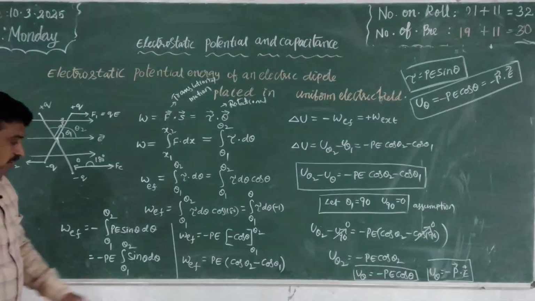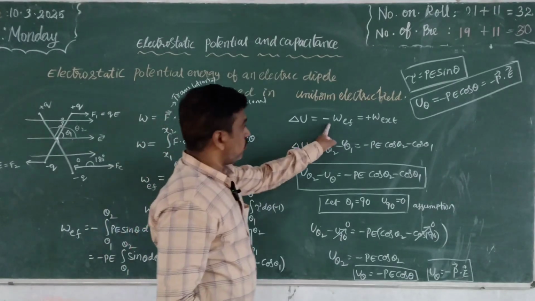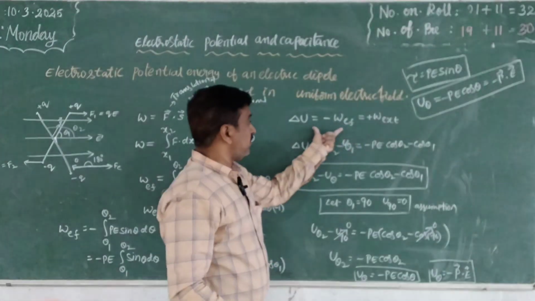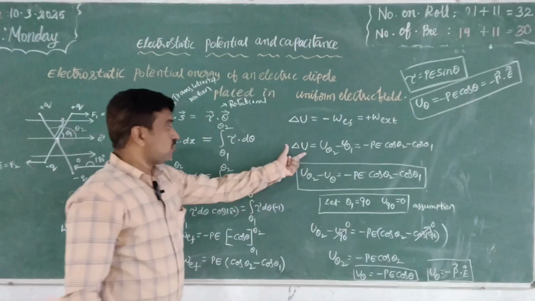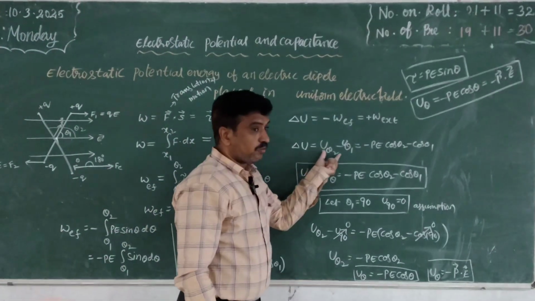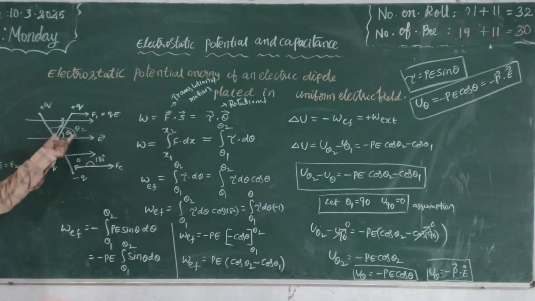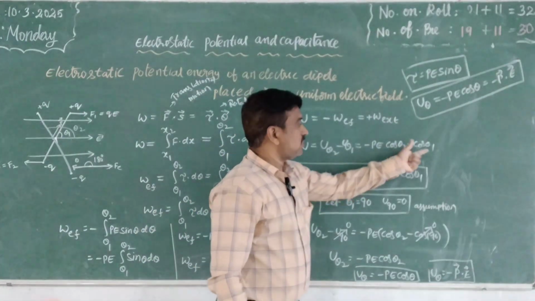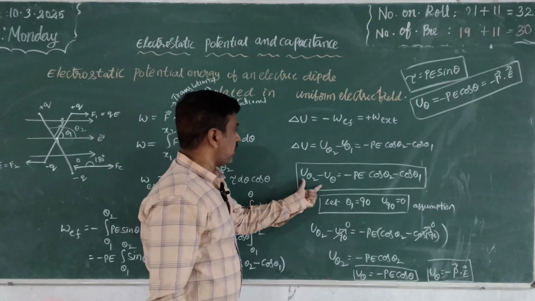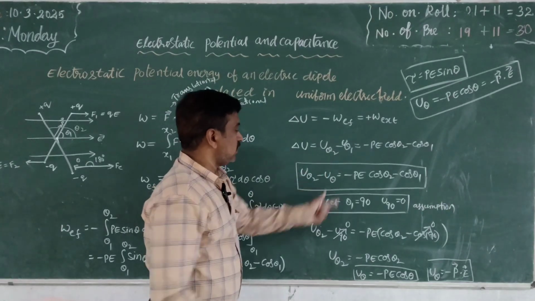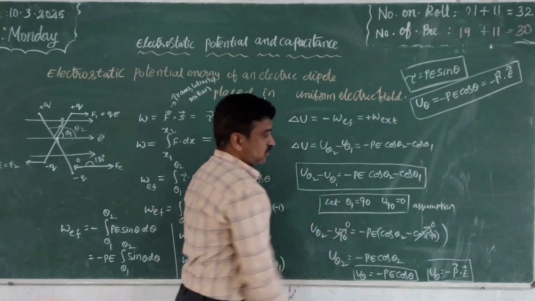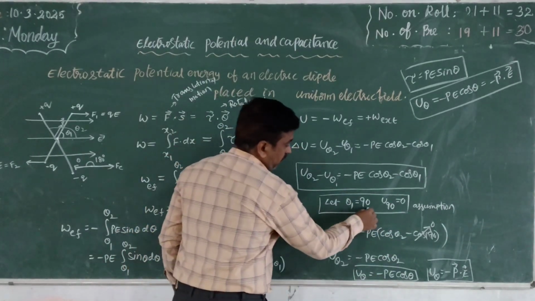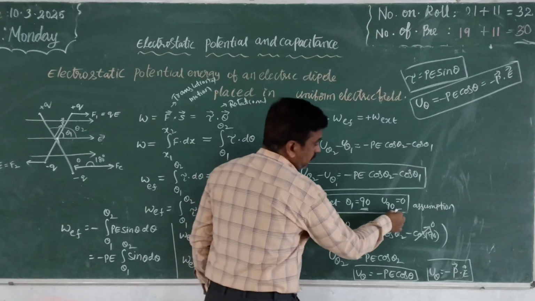See here, we know delta U equals minus of work done by electric force, or positive of work done by external force. This is the definition of electrostatic potential energy. So delta U equals U theta 2 minus U theta 1, the final minus the initial. That is minus Pe (cos theta 2 minus cos theta 1). Here theta 1 equals 90 we consider, and U 90 equals 0.